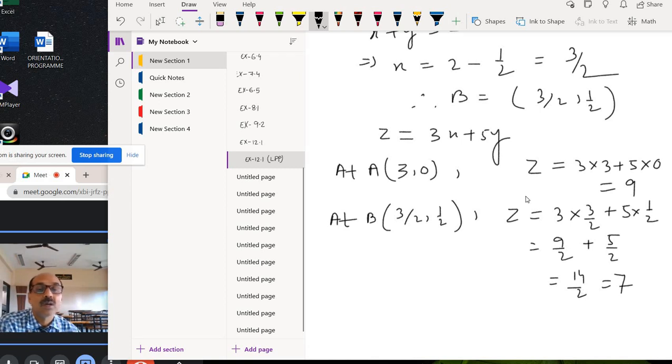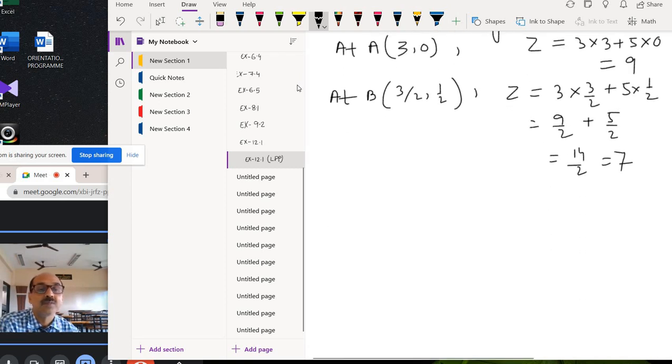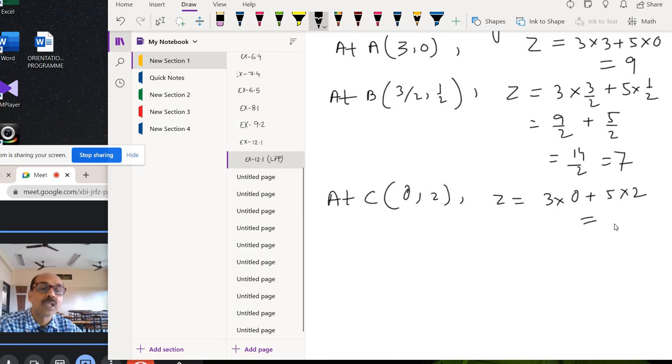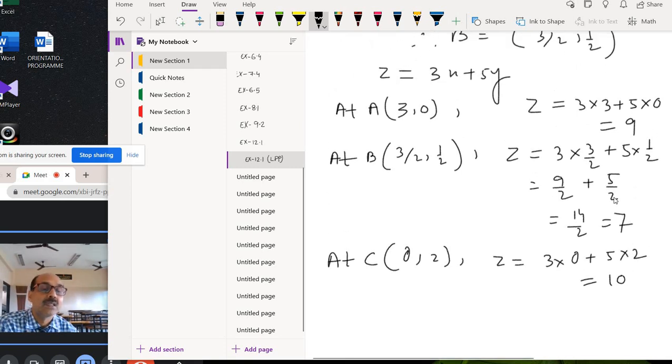Okay. Now one more point, C. At C point is 0, 2. So Z is equal to 3 into 0 plus 5 into 2 equal to 10. Okay. Question is minimum Z. So 10, 7 and 9. So minimum is 7.